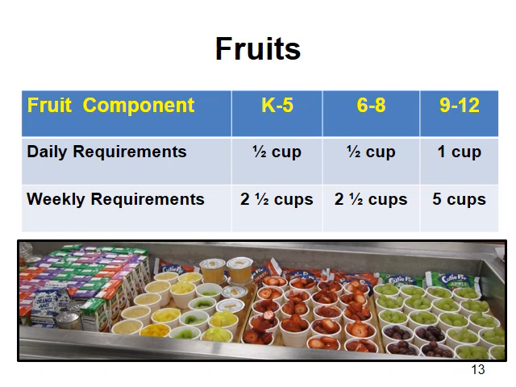Next is the fruit component. This chart shows the minimum daily and weekly requirements for the 3 required grade groups. The requirements are the same for grades K through 5 and 6 through 8. You need to plan a 1/2 cup daily, which meets the 2.5 cups weekly requirement. For grades 9 through 12, the daily minimum requirement is 1 cup, and the weekly minimum is 5 cups. Remember, these are the minimum amounts. You may choose to serve more.